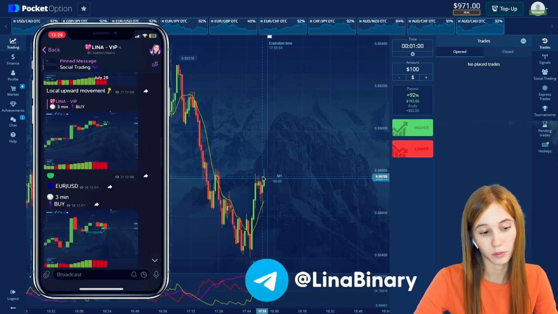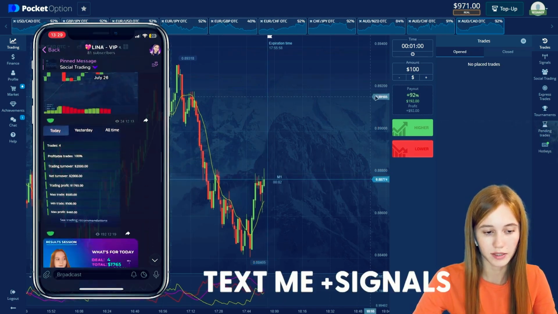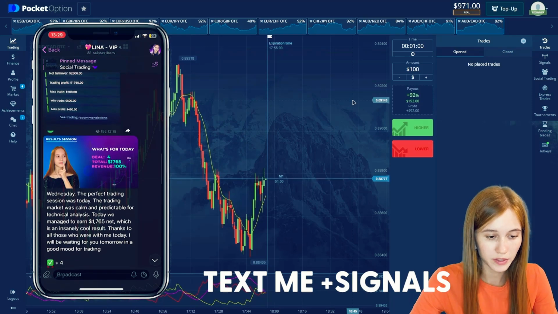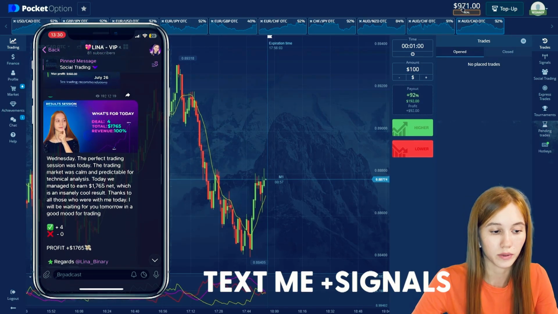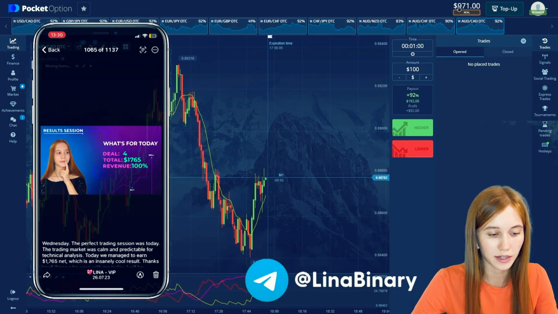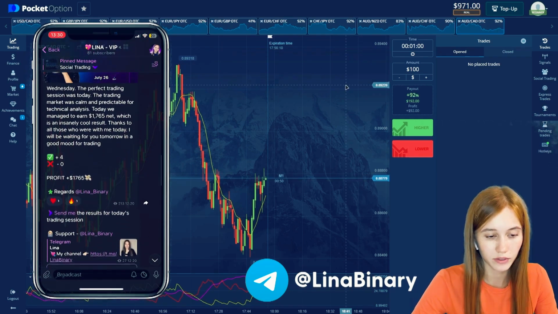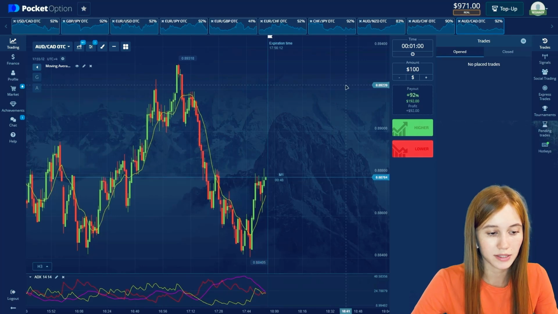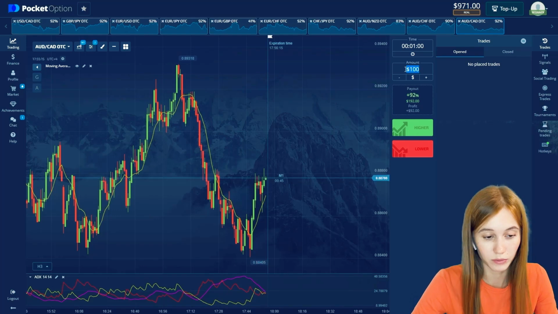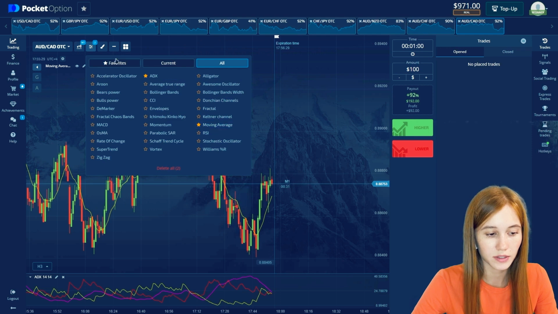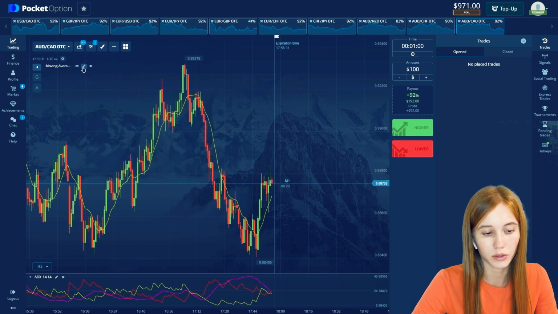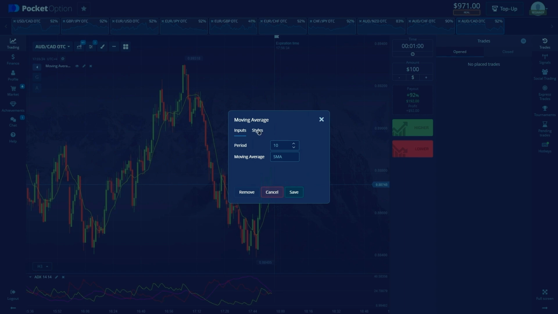So we have improved the balance well. The current balance is almost $1,000 and we started at $100. Let's go through the settings. The deal amount was $100. We traded on minute deals and there was a minute time frame. We used 2 indicators, ADX and moving average. Let me show you their settings.